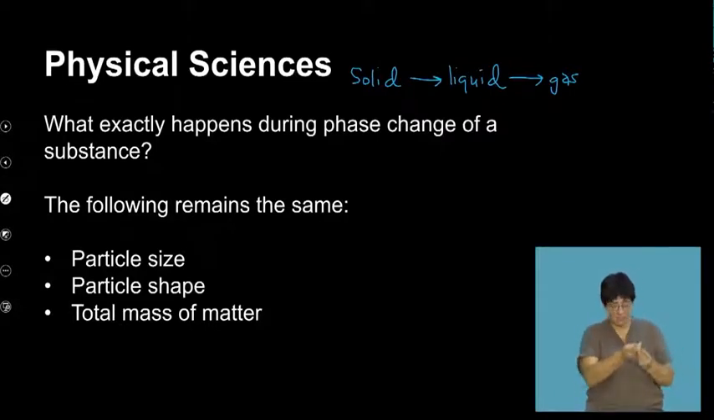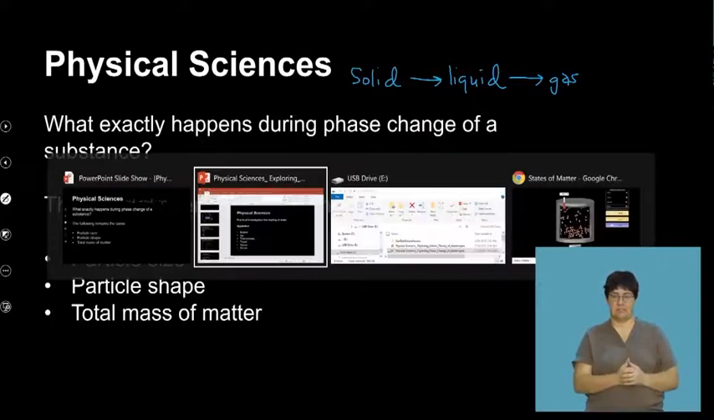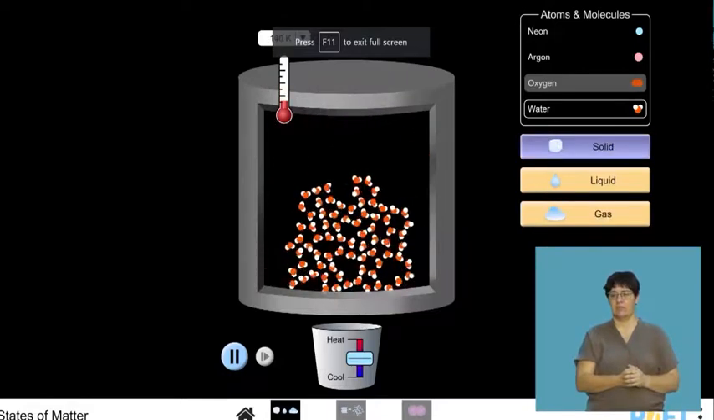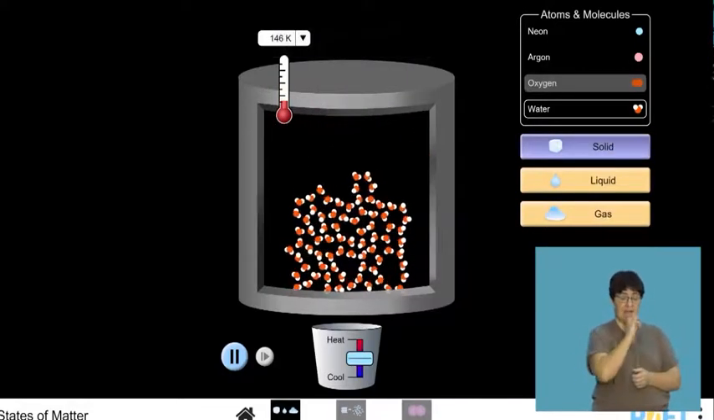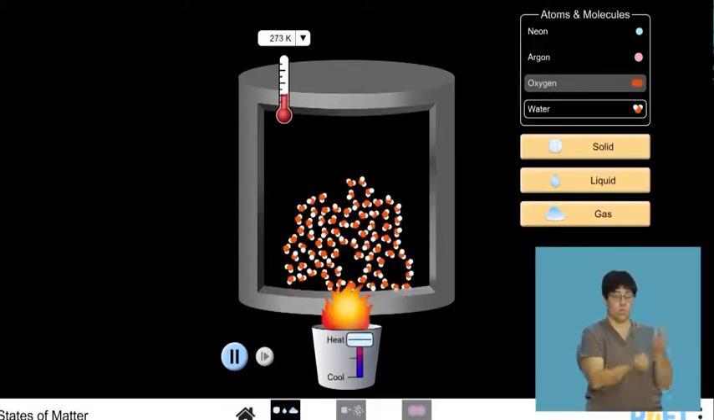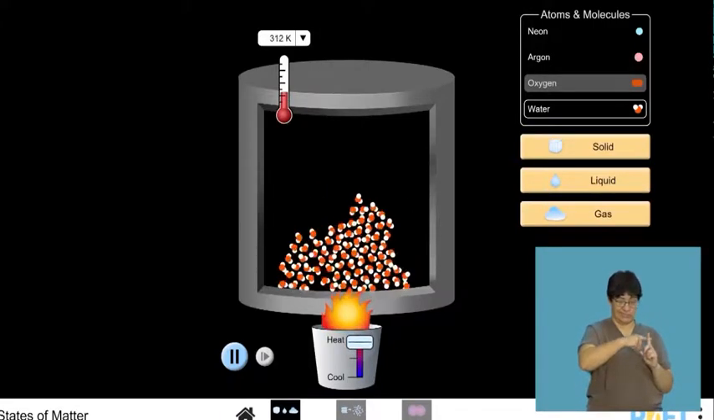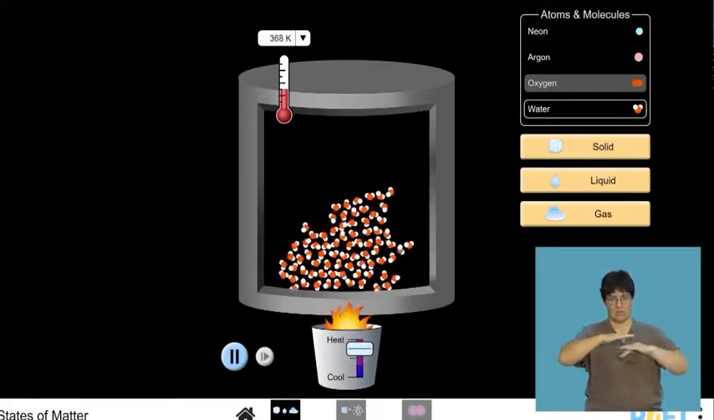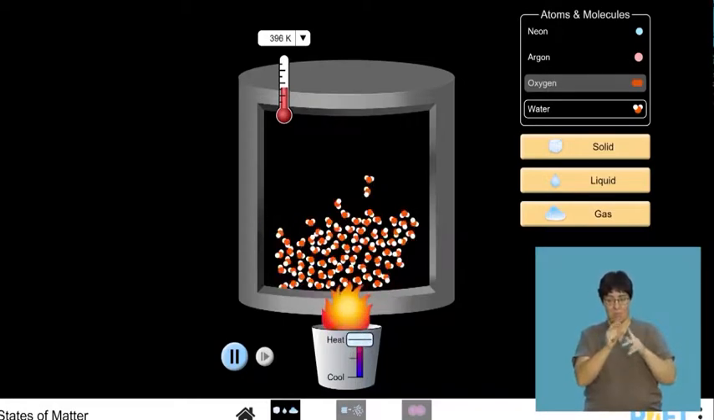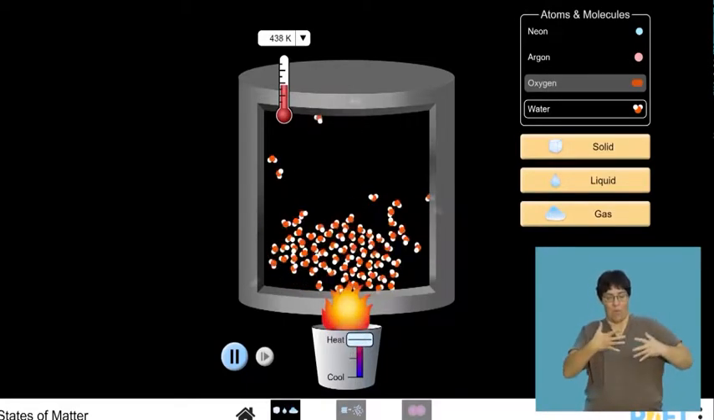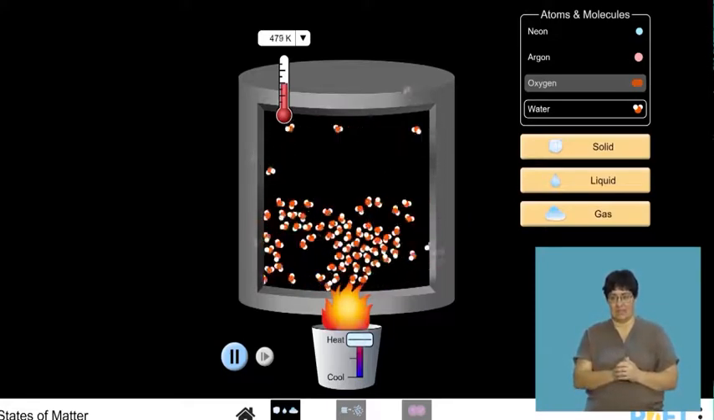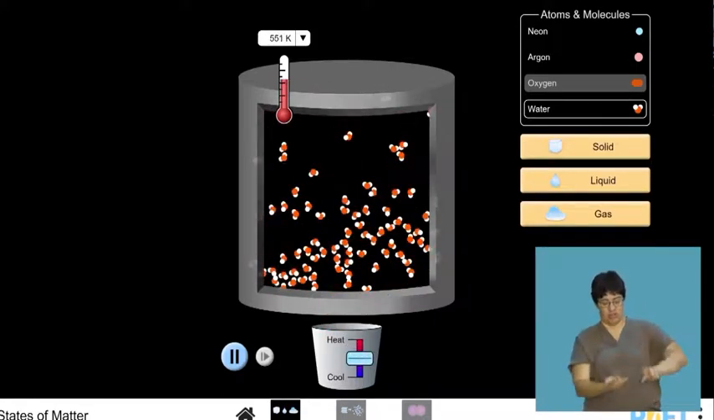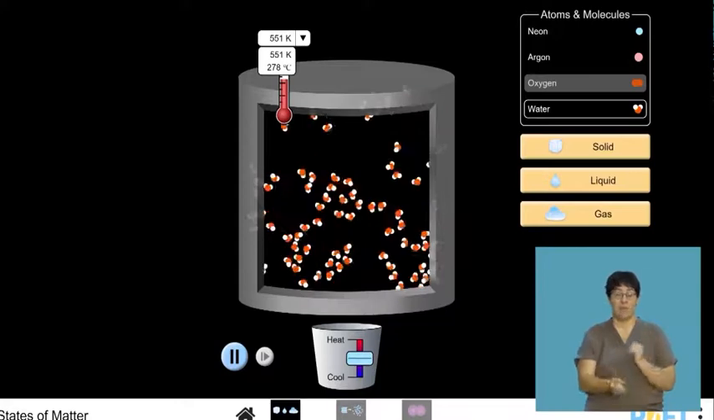If, for argument's sake, we go to our simulation and start with a solid, and then we heat the solid, what happens? The extent of movement of the particles gets greater and greater. You also see that the spacing between the particles, as we heat this substance, becomes more and more. This is exactly what is involved as far as phase change is concerned. But you also want to take note of what exactly happens in terms of temperature.